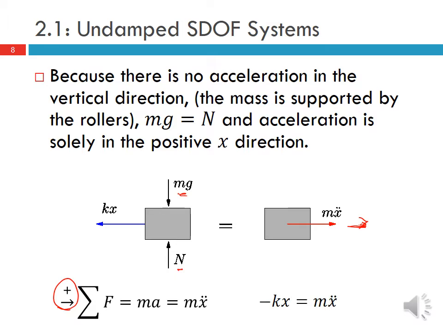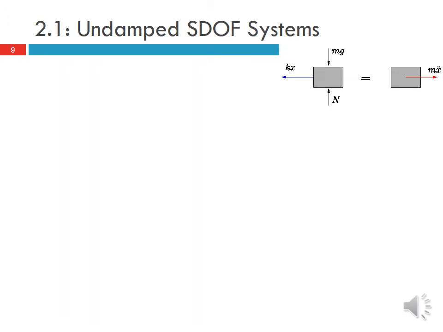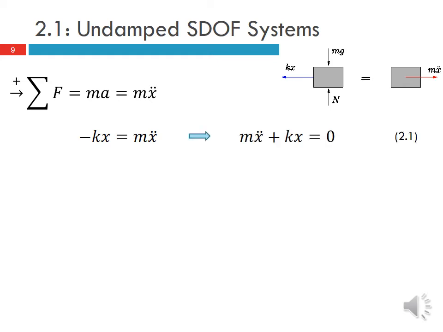So our sum of F is equal to minus kx, and the acceleration is x double dot, so m x double dot. So this is our equation of motion. Again, if we write Newton's laws, sum of F is equal to ma, so minus kx is equal to m x double dot. We can rearrange this to bring everything to the left hand side of the equation. So m x double dot plus kx is equal to 0.